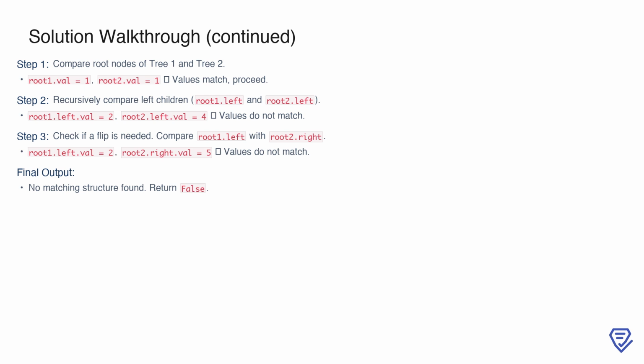The root nodes of both trees have the same value, 1, so we move on to compare their subtrees. The left child of tree 1 has a value of 2, while the left child of tree 2 has a value of 4. These values do not match, so we check for flip equivalence by comparing tree 1's left child with tree 2's right child. However, tree 2's right child has a value of 5, which also does not match tree 1's left child. Since no matching structure is found, we conclude that the trees are not flip equivalent and return false.